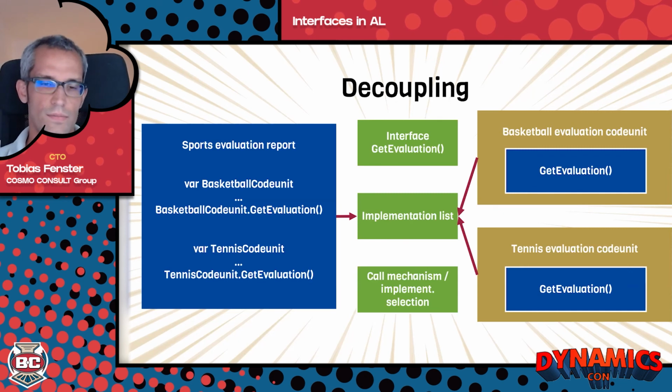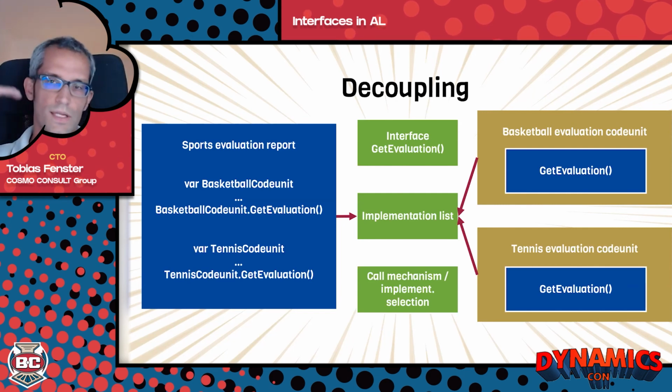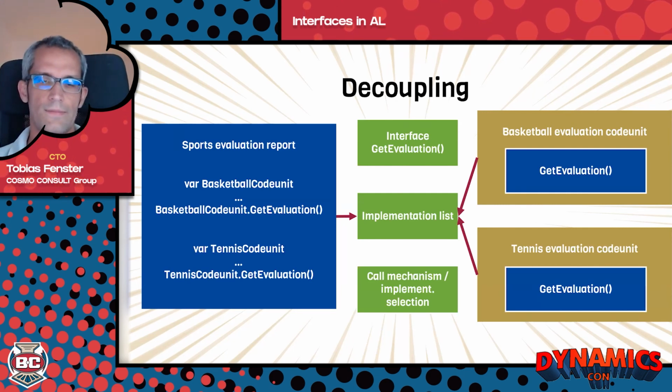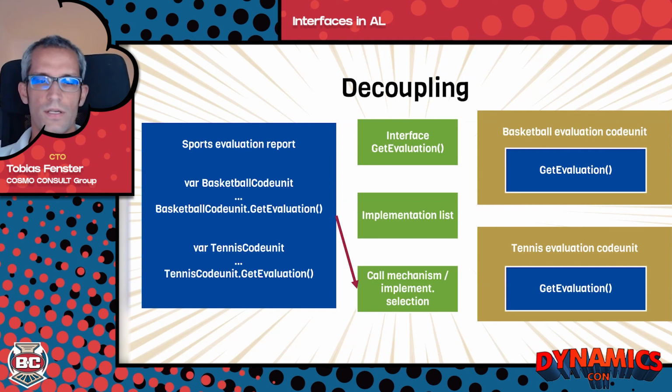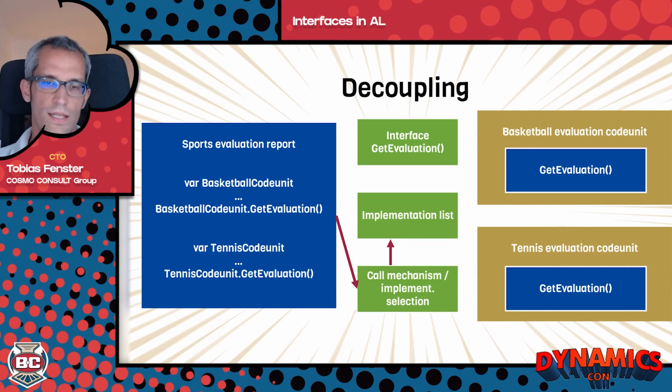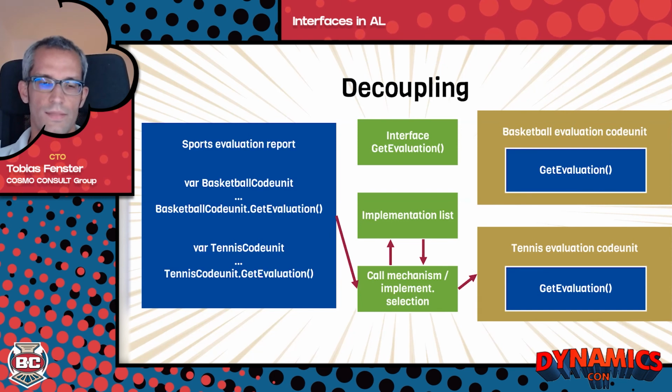And then when the report comes in and asks for an implementation, it should get back a list. This is a possibility, this is a possibility. And if we have that list, then, of course, we also need to make the decision. And that's what the call mechanism or the implementation selection part is for. It gets a call by the report asking it, now I want to have an implementation in those circumstances. It looks at the implementation list and then makes a decision which one is the right one and forwards the call to the right implementation. So in that case, the sports evaluation report might have asked for a tennis implementation and it would have answered with the tennis evaluation code unit.